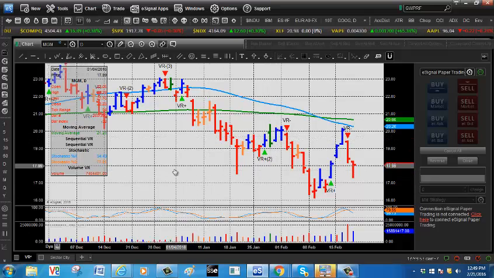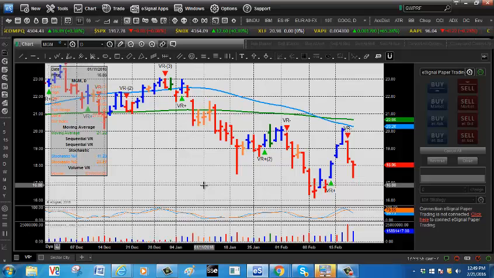So, putting it all together, this is just a look of how we take advantage of the VRs and try to incorporate them into our short-term trading.